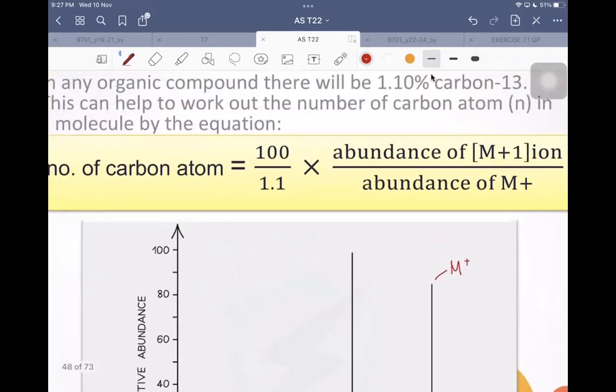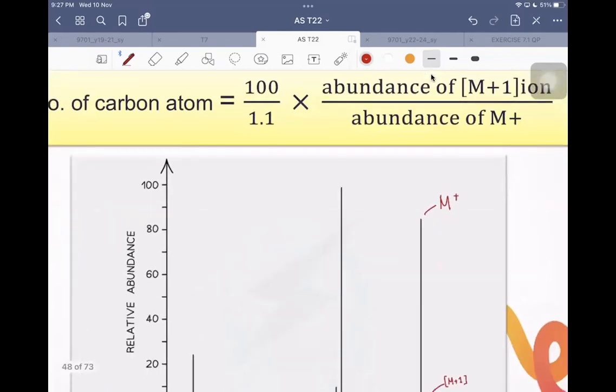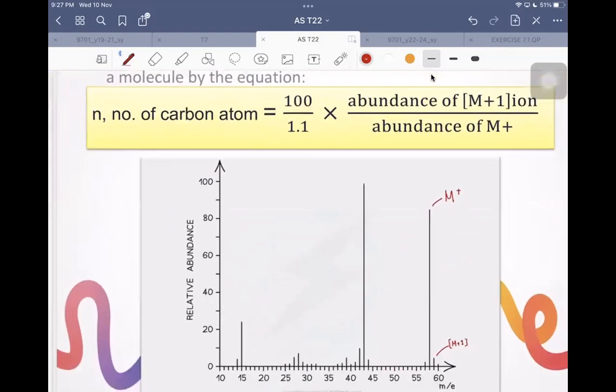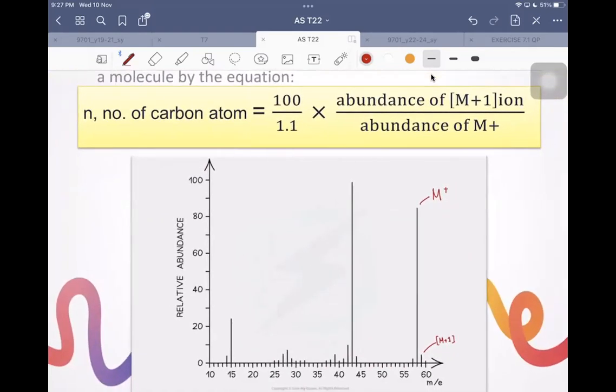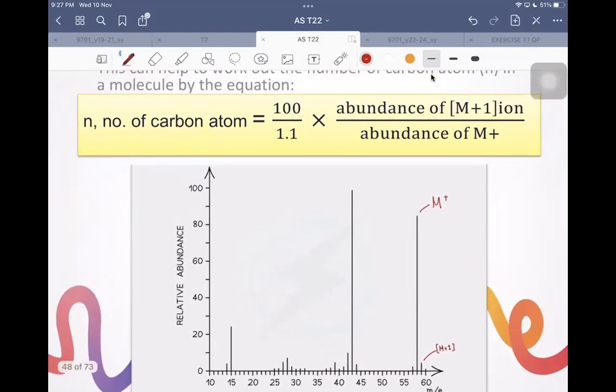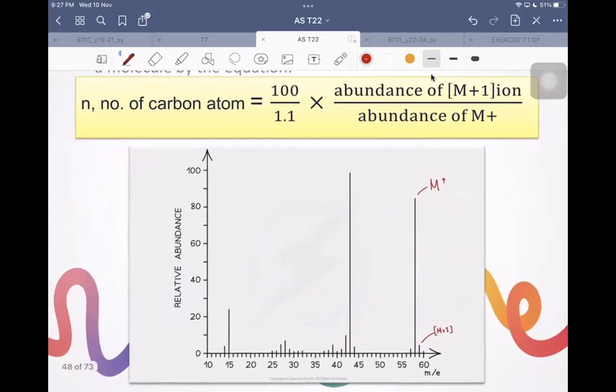Usually M+1 is put in a square bracket, but it doesn't matter if you include the square bracket or not. The formula, however, you have to be careful. It's 100 over 1.1. The 1.1 is basically something to do with the abundance of your carbon-13, times the abundance of M+1.